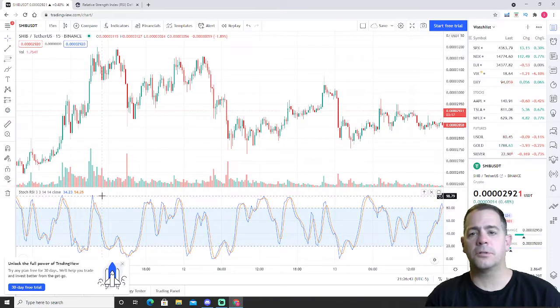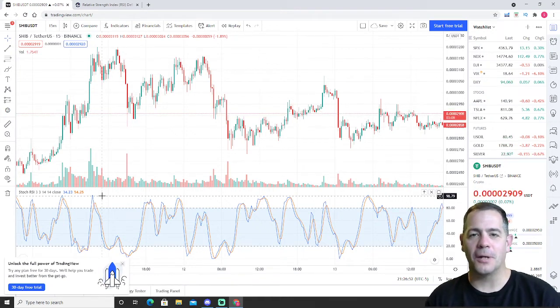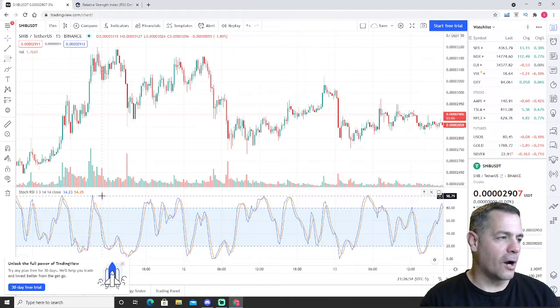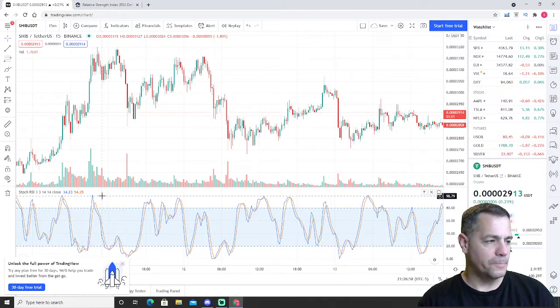But the indicator is just saying, hey, you semi-professional trader, why don't you get ready to buy some coins? So that's what the RSI kind of shows you.